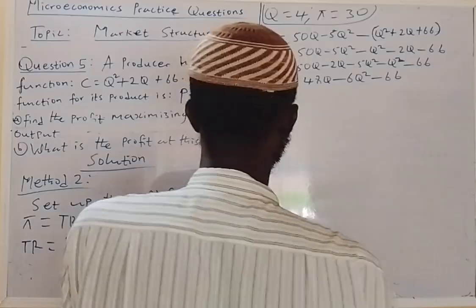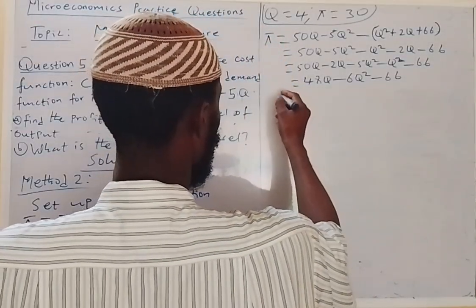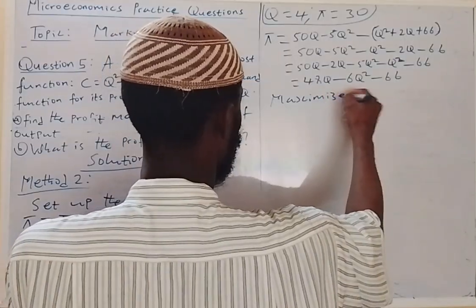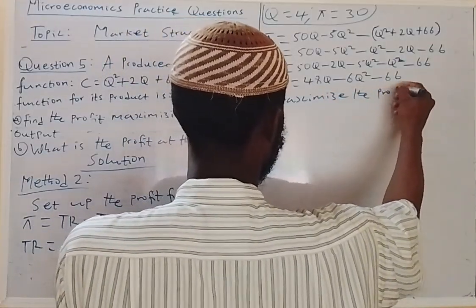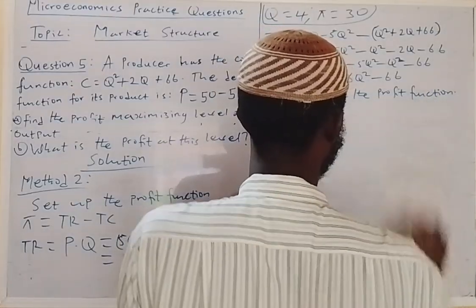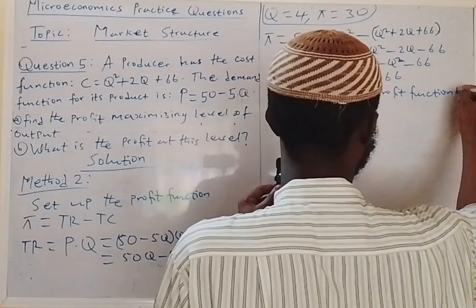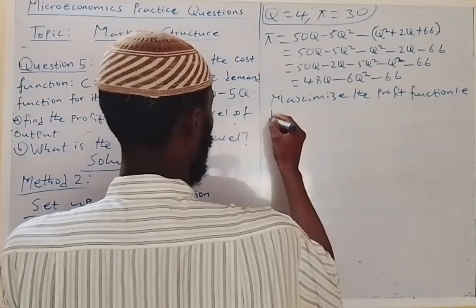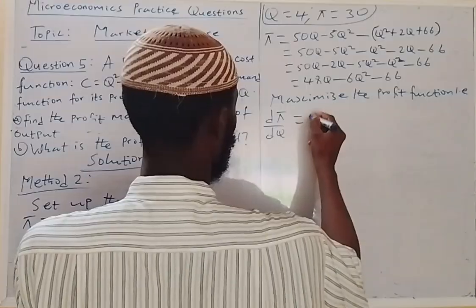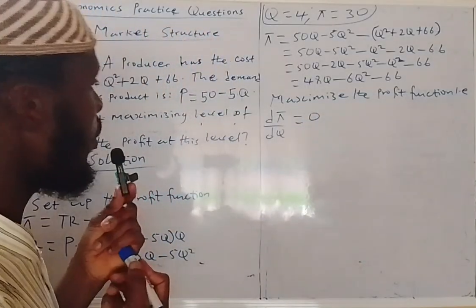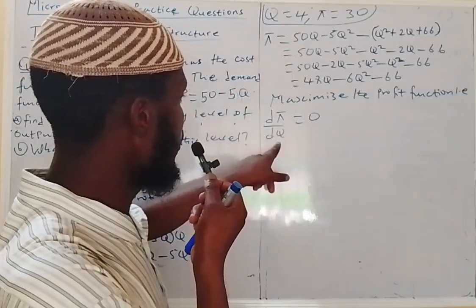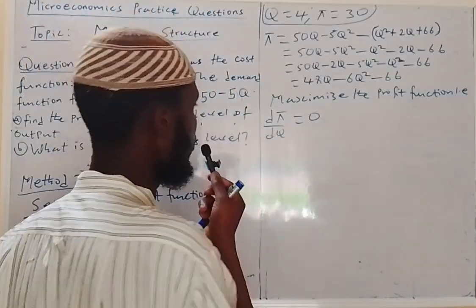So the next thing to do is to maximize the profit function. How do you maximize the profit function? We find the first derivative of pi with respect to Q and set it to 0. That is, when profit is maximized, the first derivative of the profit with respect to Q will be equal to 0. So that's what we are going to do.